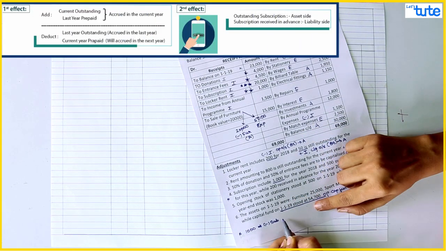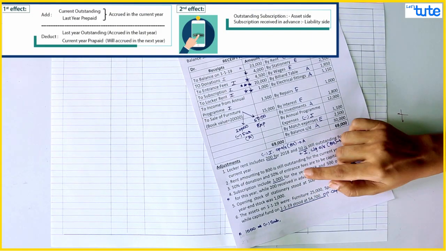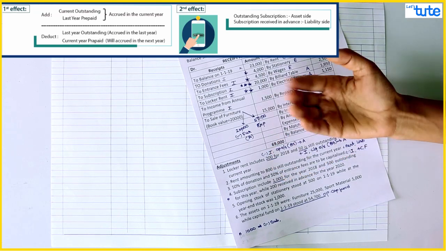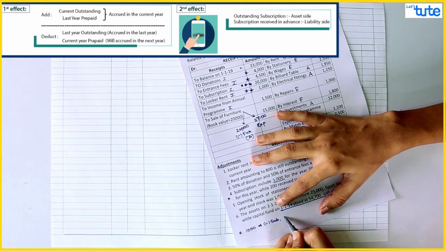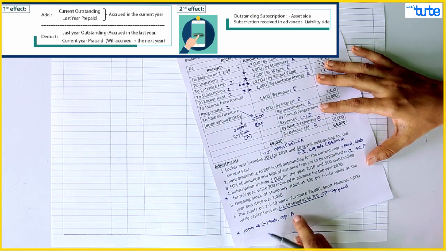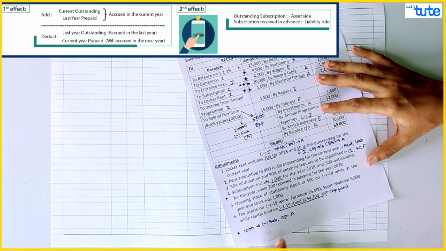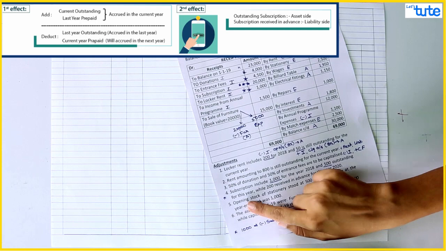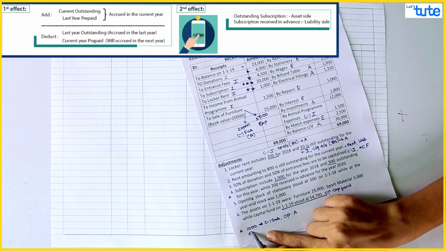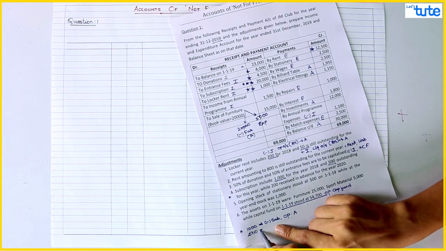So opening outstanding we will deduct, and since this is last year's outstanding, that is last year's closing outstanding, that becomes current year's opening outstanding. So this will go to opening balance sheet asset. Opening asset will not give effect because we are not preparing an opening balance sheet. Next, this 500 is outstanding for the current year. So this is outstanding income for the current year, 500.